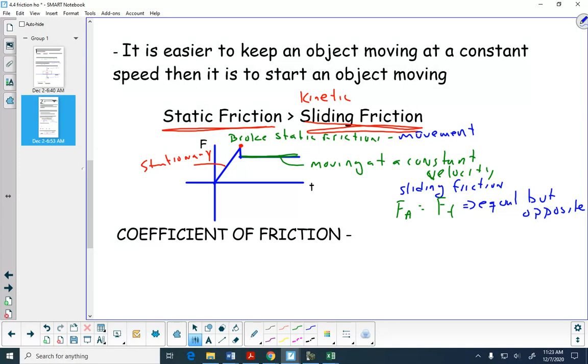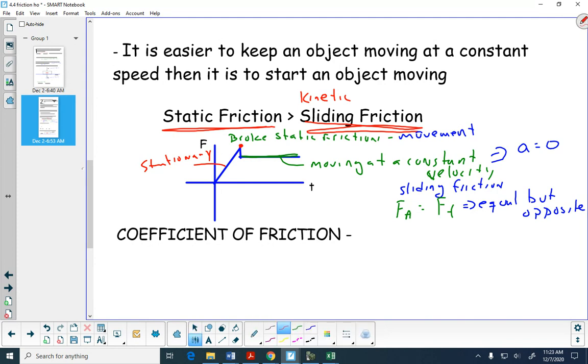Because if we go back up here with the constant velocity, here's a question for you. If we have a constant velocity, the velocity is a constant. What is the acceleration of the object? If our velocity is constant, what is our acceleration of the object? Jordan? 0. 0.